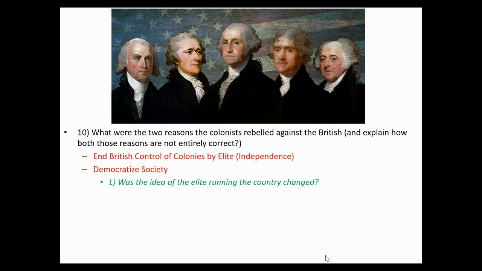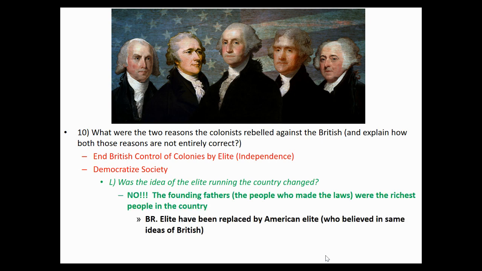Now, did that really change? Was the idea of an elite running the country, did that really change? Of course not. Look above me, above the lecture. You see some of our founding fathers right there, right? The people that made the laws were the richest people in the country. So all we did in America was replace the British elite with an American elite. Oh, and by the way, this American elite, their ideas have come from basically the British as well. So we've just gone from the old boss to a new boss who believe in the exact same thing.